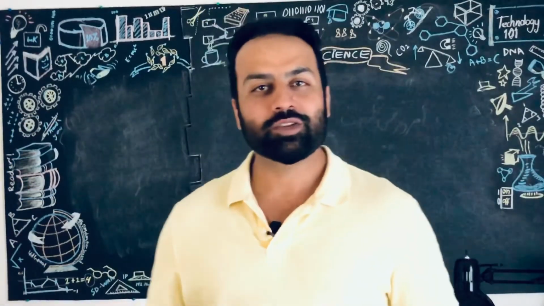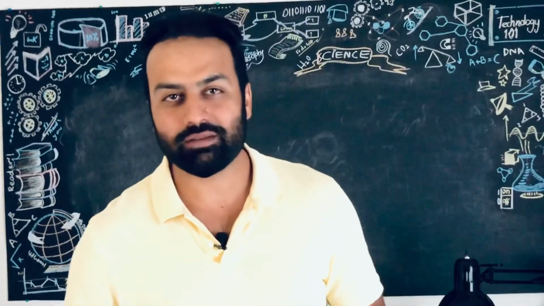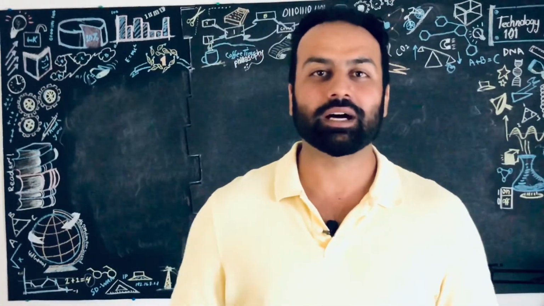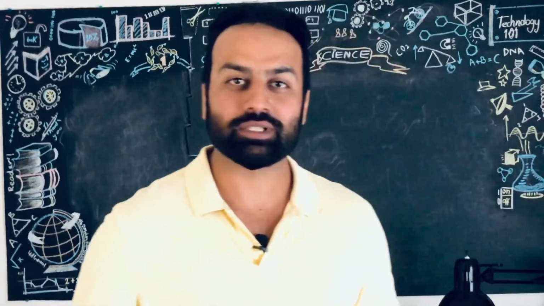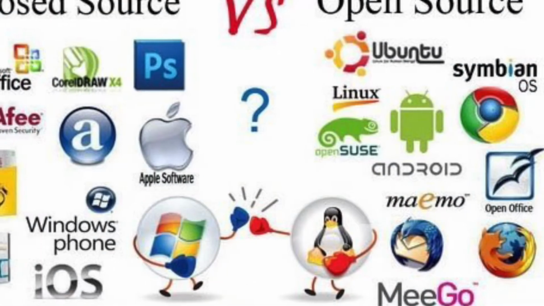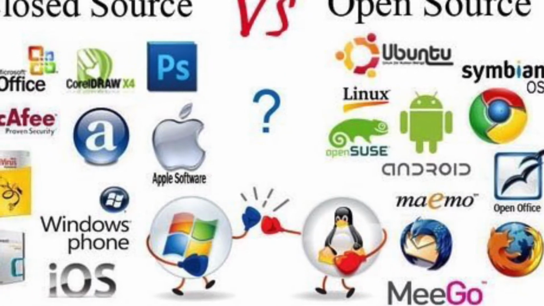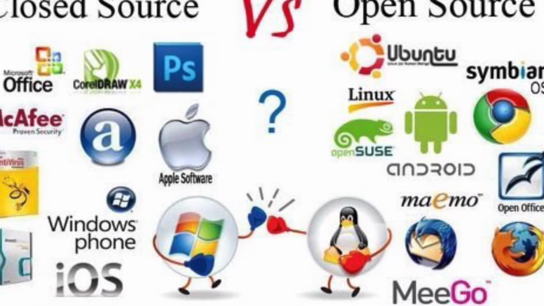Okay, so now you know what an open source system is. What do you think about the closed source system? Let's talk about what a closed source system is. A closed source system is the opposite of an open source system or software.